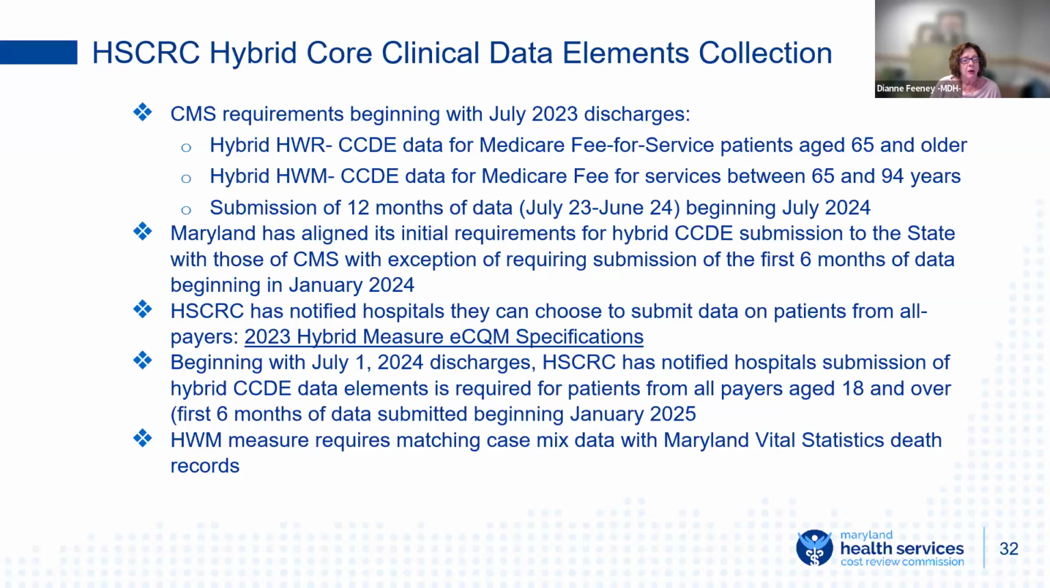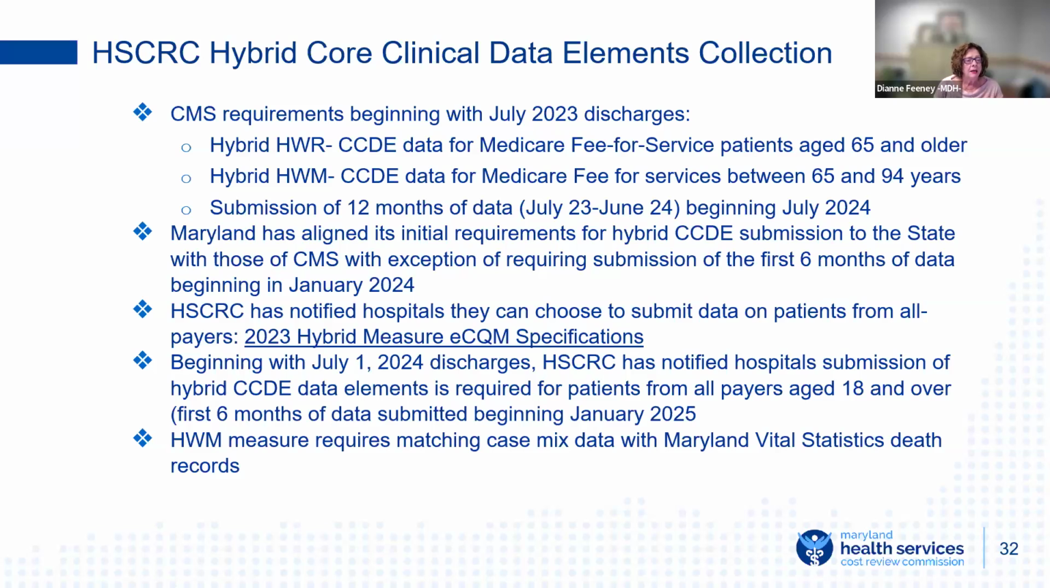So beginning July 1 of 24, again, we want to expand these measures to all payer and are requesting submissions. In Maryland, also, just as an added detail, hospital-wide mortality measures require matching the case mix data with the vital statistics death record to calculate them. That's how we will derive that measure, since we don't have the CMS enrollment file, which I presume is what they use to do the matching.